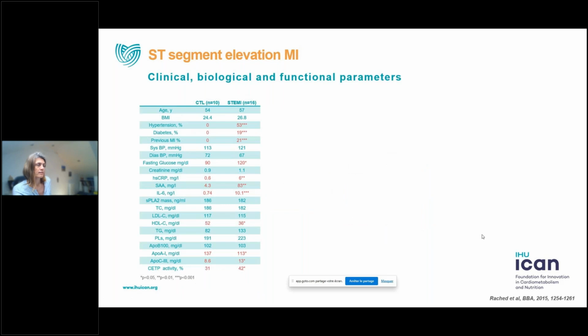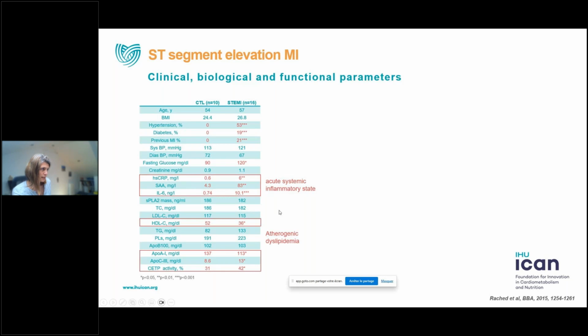So just looking at the cohort, what we could see was that this cohort, as expected, presented an acute systemic inflammatory state with high CRP, high serum amyloid A, and high interleukin-6 levels. It also presented an atherogenic dyslipidemia with low HDL cholesterol, low ApoA1, and enriched ApoC3 and CETP activity.